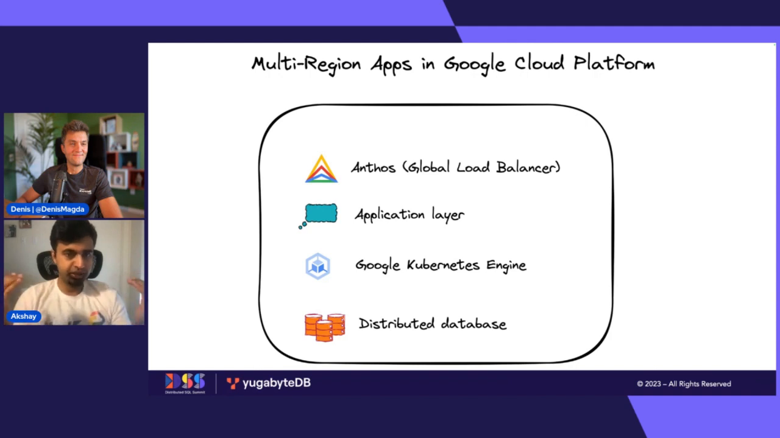It should be the same code. You want it to be agnostic. Then, of course, GKE. So you can deploy your Kubernetes clusters across multiple regions. GKE supports all GCP regions, so you should just be able to deploy it.